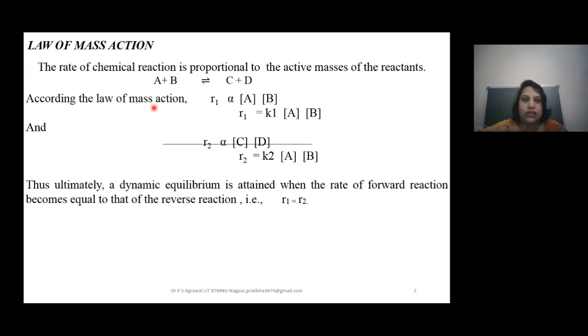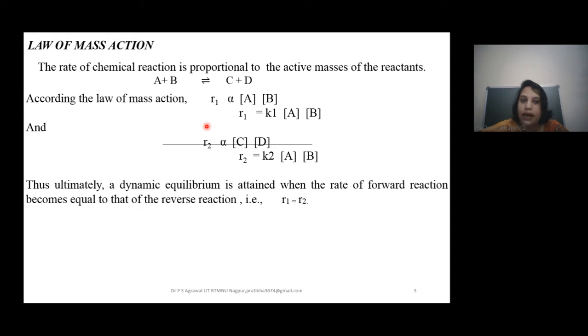Now, we will see the law of mass action. Guldberg and Waage, two chemists, in 1864 put forward a law concerning the dependence of the rate of reaction on the concentration of the reactants. This is known as the law of mass action. It states that the rate of a chemical reaction is proportional to the active masses of the reactants. The term active masses is used in the above statement.